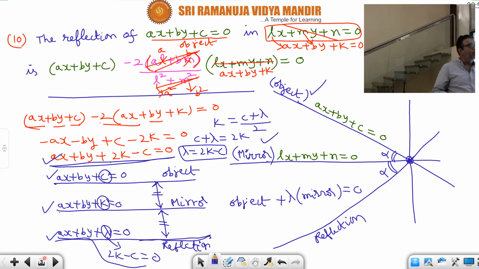So we have tested the formula in two extreme cases, the coldest conditions and the hottest conditions. It has withstood both of them. So in the extreme cases of the object and mirror being parallel and being perpendicular, the formula is giving the correct answer. So this is a correct formula. This way you can test formulas also.